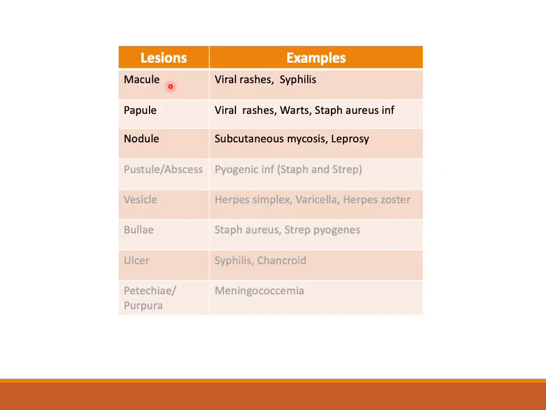Now, where do we see macule? As we have mentioned, they're seen in viral skin rashes. So there are many viral infections that will produce this type of skin rash. It's also seen in the secondary stage of syphilis. Papule is also seen in skin rashes. Warts are actually considered papules, and Staph aureus infection will also show as a papule.